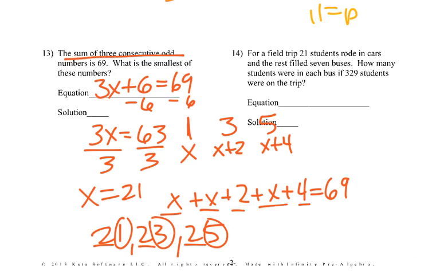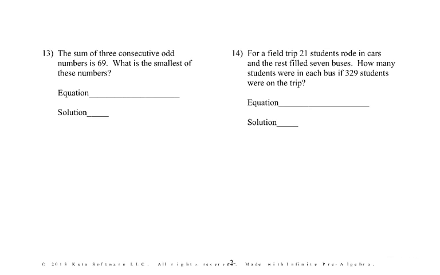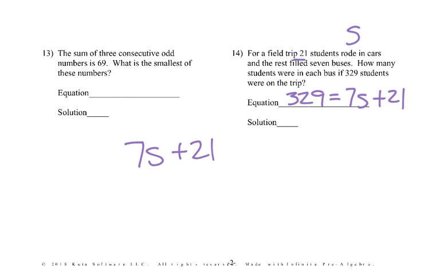Okay, 14, last one. For a field trip, 21 students rode in cars and the rest filled 7 buses. How many students were in each bus if 329 students were on the trip? So we have 329 total. We'll say S for students in the bus. Okay, so 21 students weren't involved in those. The rest filled 7 buses. So we have 7 times the number of students in buses. Then we have to add to that the 21 that were removed, and that should equal 329.